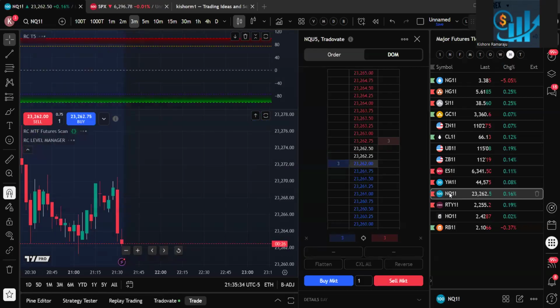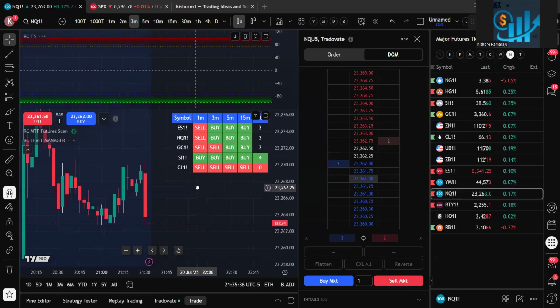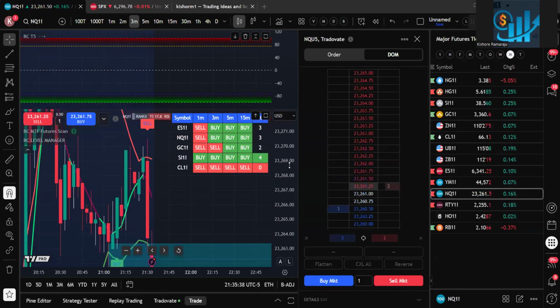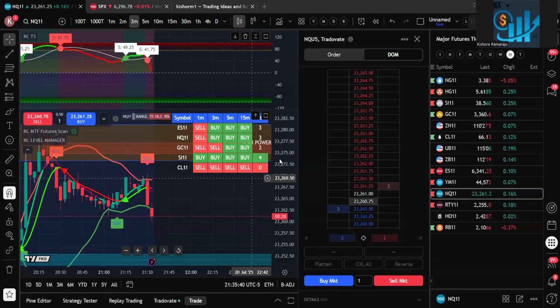The only thing we are holding is GC now. It is overall bullish, but does anyone have any questions? I hope it is clear for everyone.